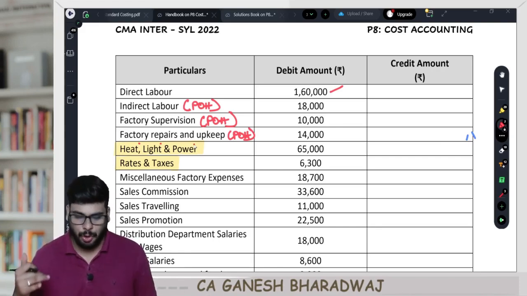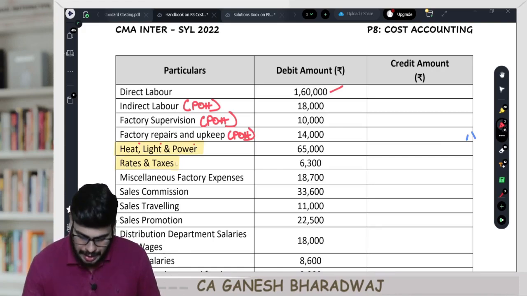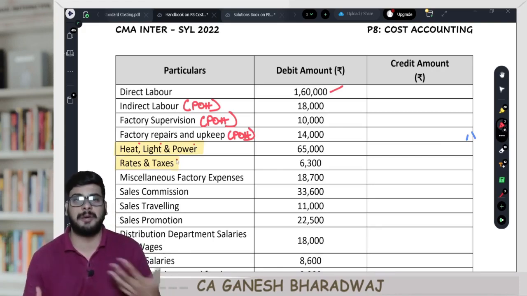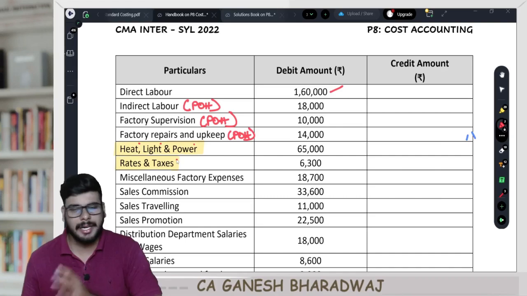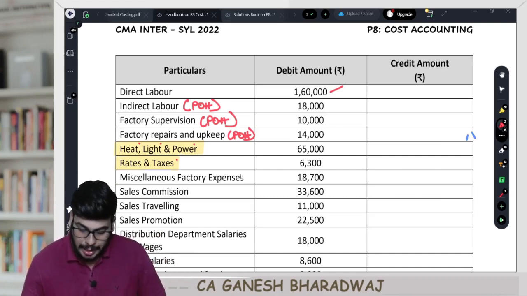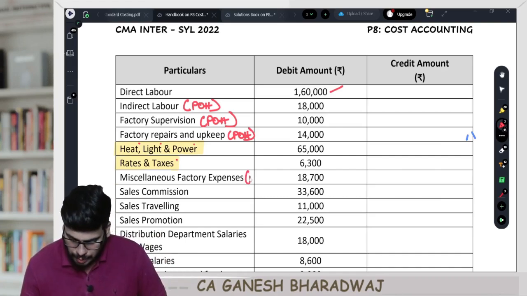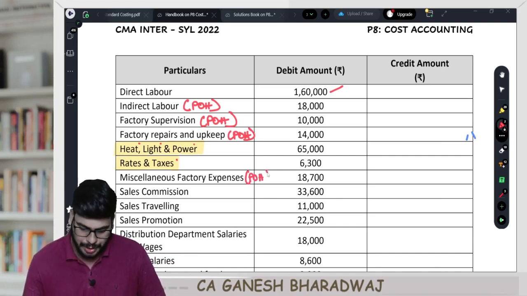Now they have given one note, we will read it. Based on that we will see. Rates and taxes, similarly, for what purpose you are incurring. So let's read a note. Once we read the note, you will understand that. Miscellaneous factory expenses, once again it's going to be POH. Clear with this, guys, right?